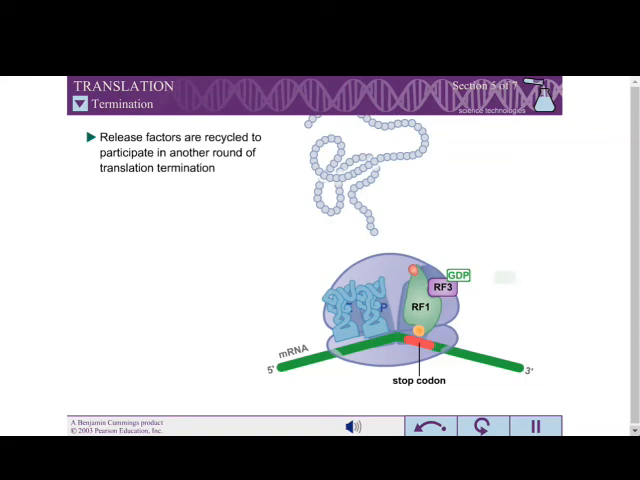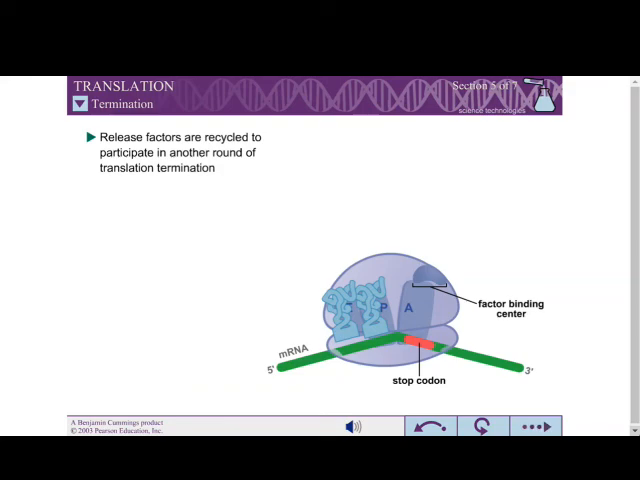First, GTP is exchanged for GDP on the class 2 release factor. This causes the class 2 release factor to push the class 1 release factor off the ribosome. The release of the class 1 release factor allows RF3 to interact with the factor binding center, which stimulates RF3's GTPase activity. GTP is then hydrolyzed on the class 2 release factor. The class 2 release factor GDP complex then releases from the used ribosome.